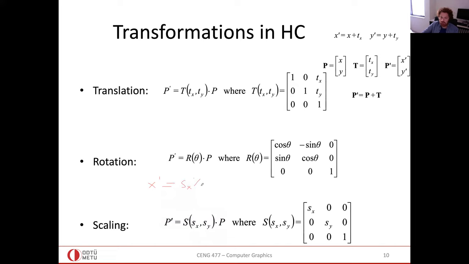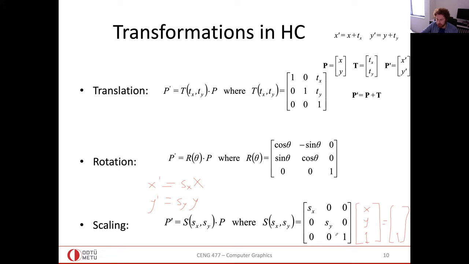So S_X scaled version of X. Similarly, Y prime is going to be S_Y times Y. So how do I get this? Again, this is the matrix. You need a diagonal matrix, again with 0, 0, 1 for homogeneous stuff. If you hit this with your X, Y, and again, homogeneous coordinate 1 in the end, the output will also be in homogeneous coordinates. So the last row will be 1.